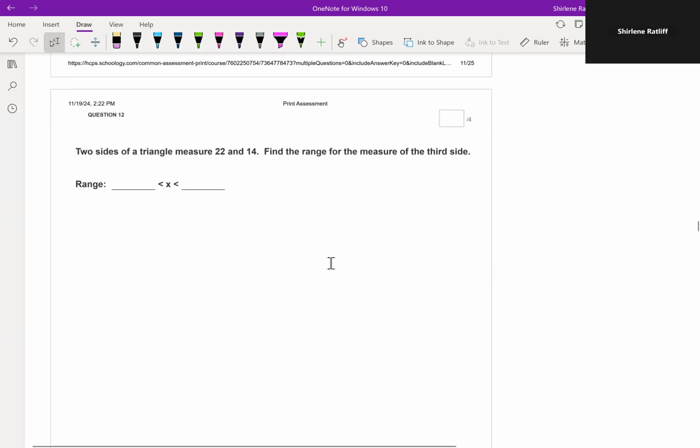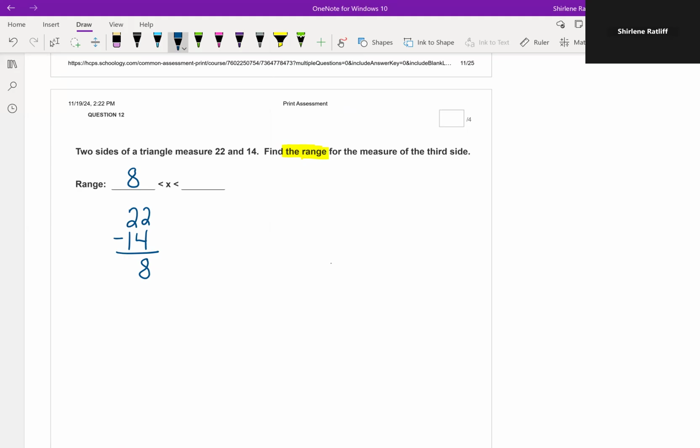All right, question number 12. Two sides of a triangle measure 22 and 14. Find the range for the measure of the third side. Range is the keyword here. To find the range, you take the two numbers that are given and you subtract them to find the low end of your range. 22 minus 14 would be 8. So 8 is going to go in the first blank.